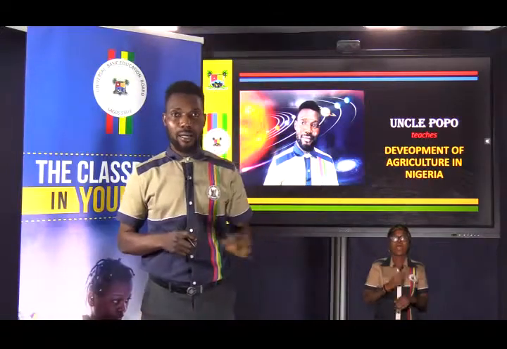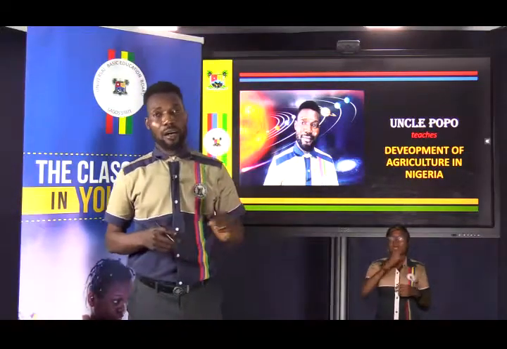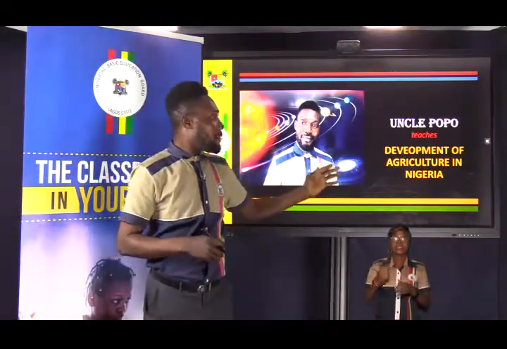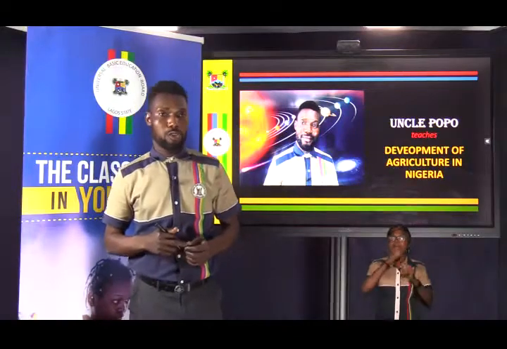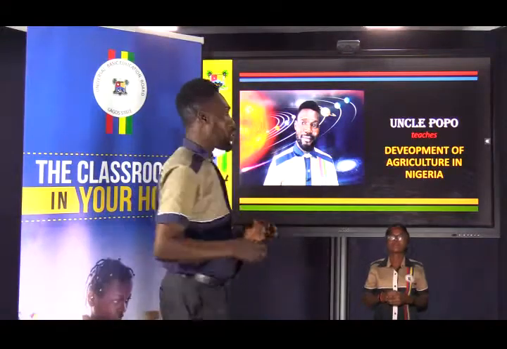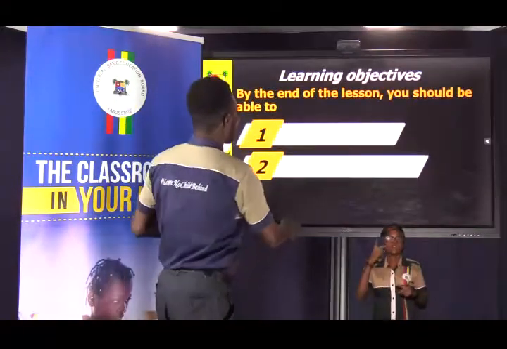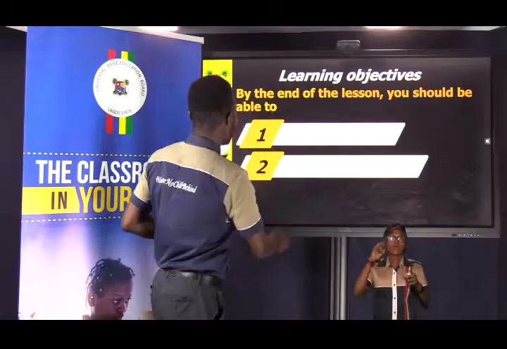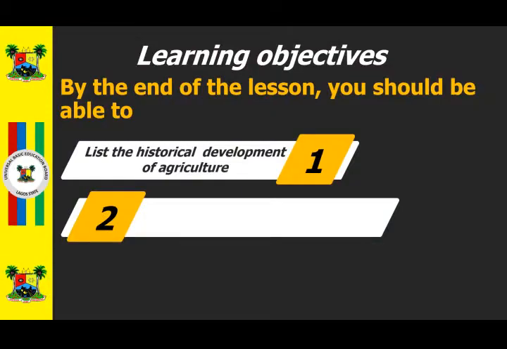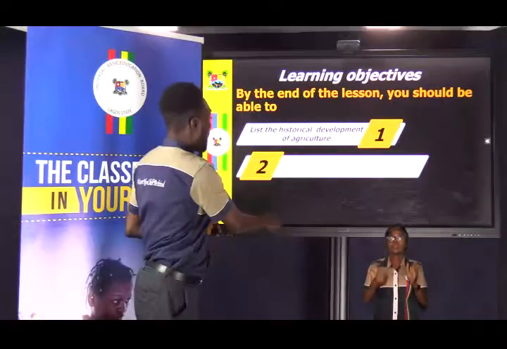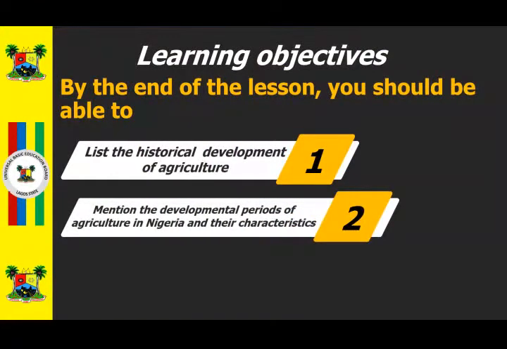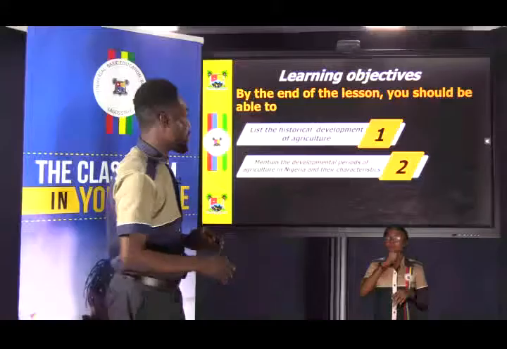Our subject for today is agricultural science. Agricultural science is the subject, and we want to look at the development of agriculture in Nigeria. Before that, let's look at the learning objectives. By the end of the lesson, you should be able to list the historical development of agriculture and mention the developmental periods of agriculture in Nigeria and their characteristics.